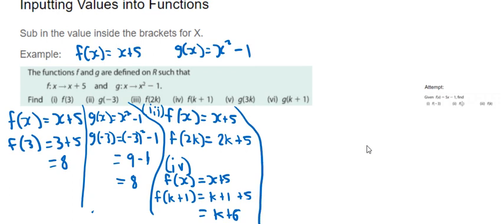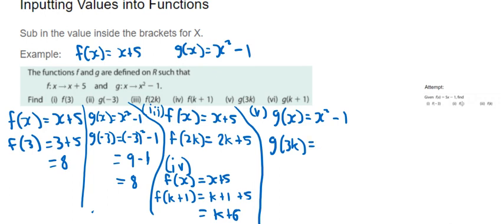Next one is g of 3k. So because it's g this time, we're looking at the g function. So g of x equals x squared minus 1. I can write that out first. Minus 1, x squared minus 1. So they're asking us for g of 3k. So again, I'm going to put a 3k in instead of the x here.